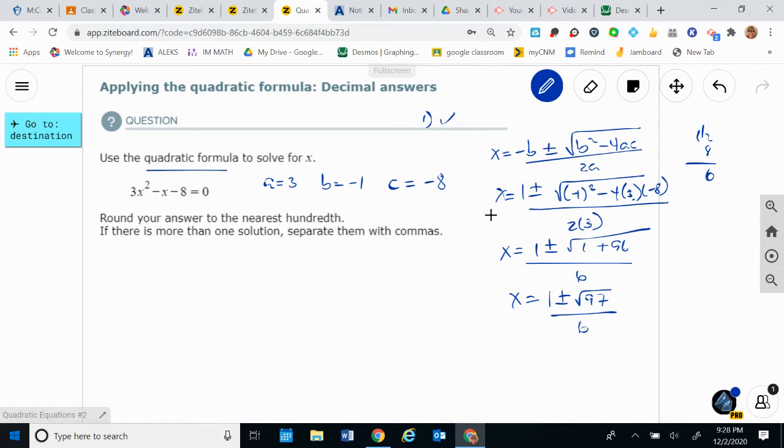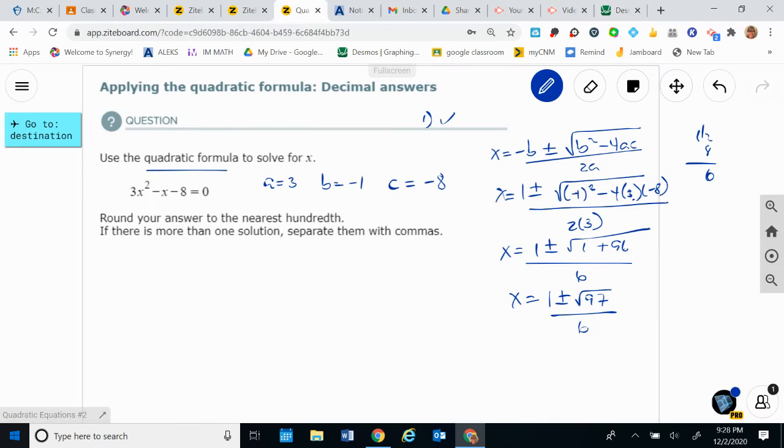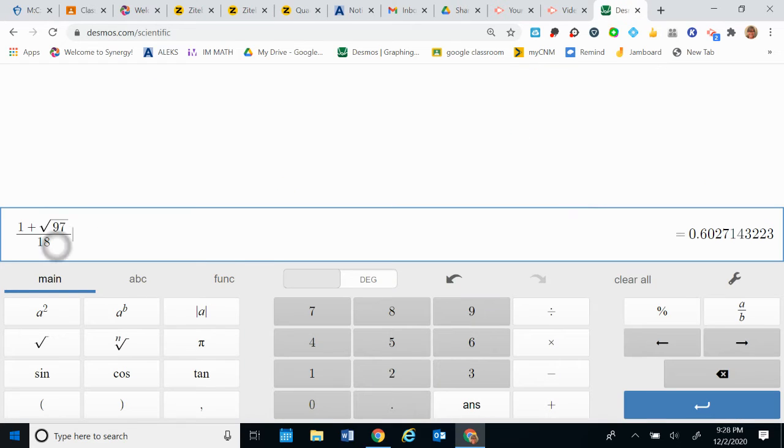And then you come to your Desmos. And we're going to go 1. I'll do the plus first just because my brain works that way. Plus 97. Okay, so we're going to go 97. No, not 7, I said 97. Okay, all over 6. Okay, so then you do that.